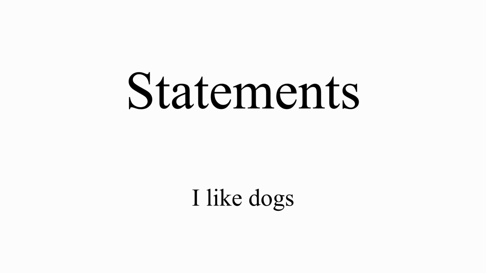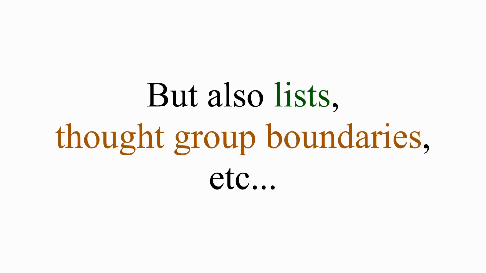The simplest form of this would be, for example, statements, I like dogs, or yes or no questions, do you like dogs? But also things like lists or even the boundary between thought groups. In the introduction, we talked about how there's sort of a higher level and a lower level, and how this works differently through the different types of intonation. For structural intonation, we have that same basic framework. There's high, medium, and low.